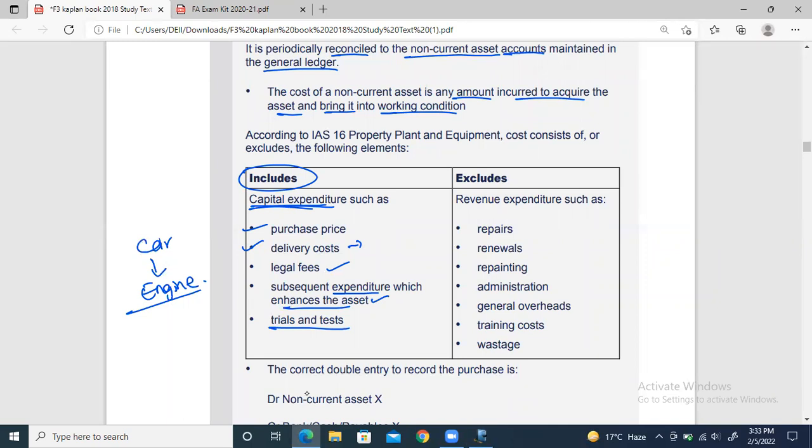And it excludes all the expenses which are revenue expenditure, the expenses incurred again and again. So repairs, renewals, repainting, administration. Repairs may happen each month or each six months, so it is a recurring expense. Renewals of licenses, all these things, general overheads, training cost as well.